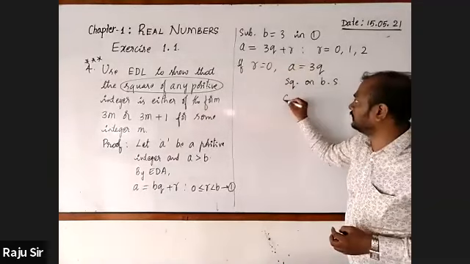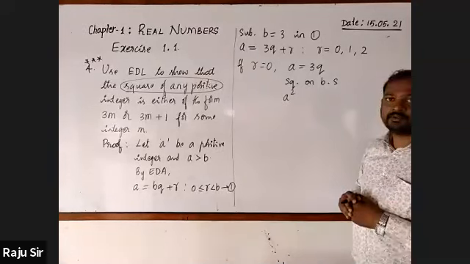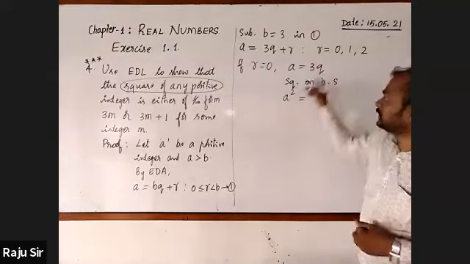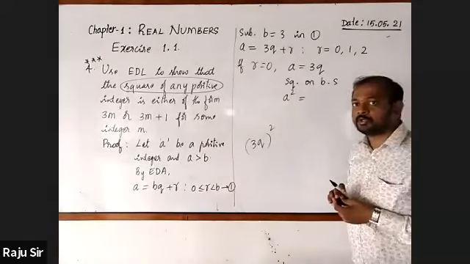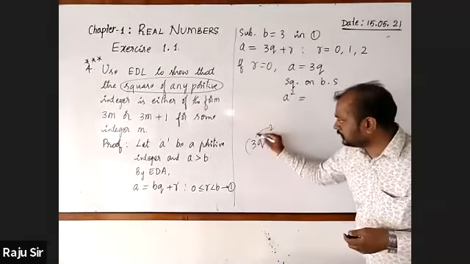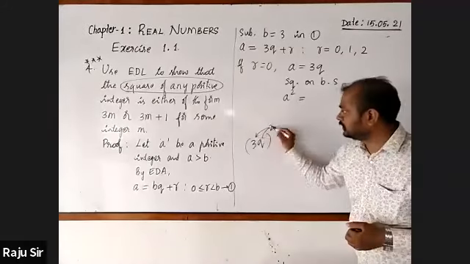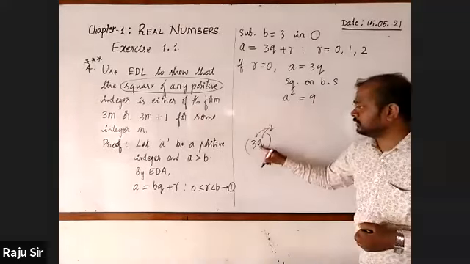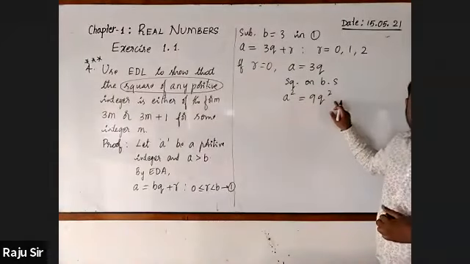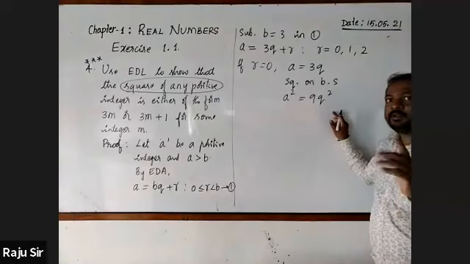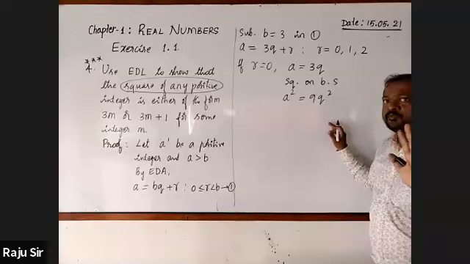A whole square is A square. Right? Then 3Q whole square, just observe, look at the board, don't write, is 9Q square. Square should be applied to both. 3 square is 9, Q whole square is Q square. So A square equal to 9Q square. Got it? Now again stop writing.